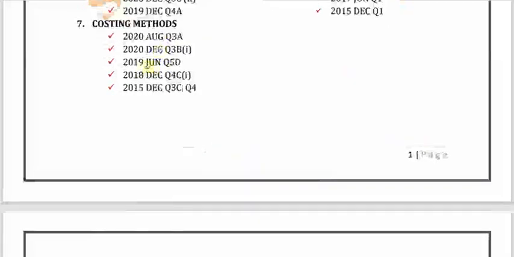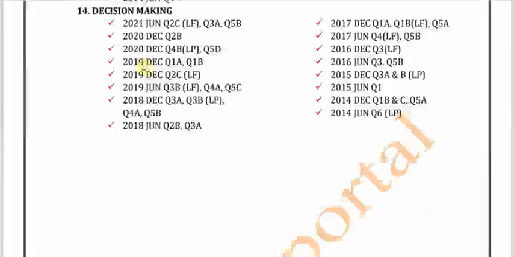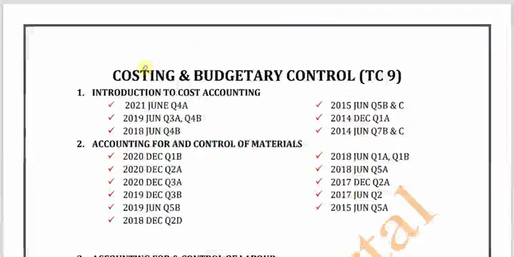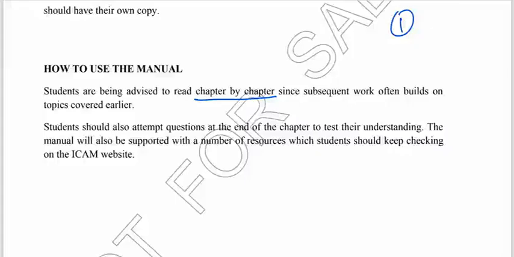I've categorized all the questions from 2014-2021. So basically, you can actually look at that. That means you'll be very equipped for the exam.